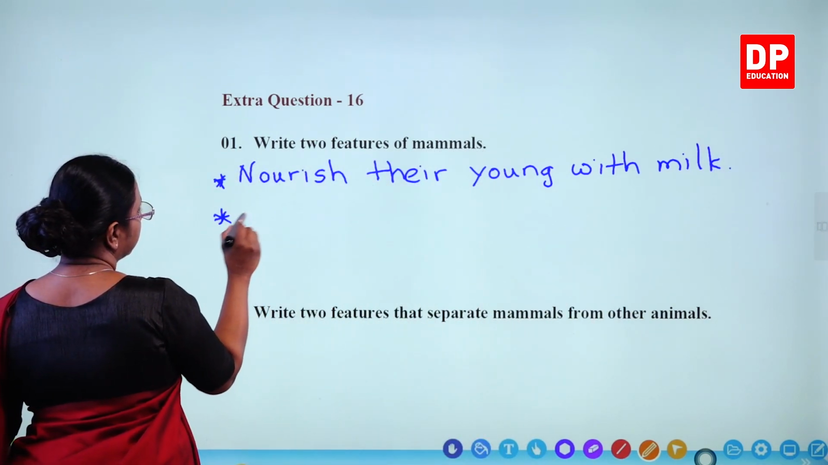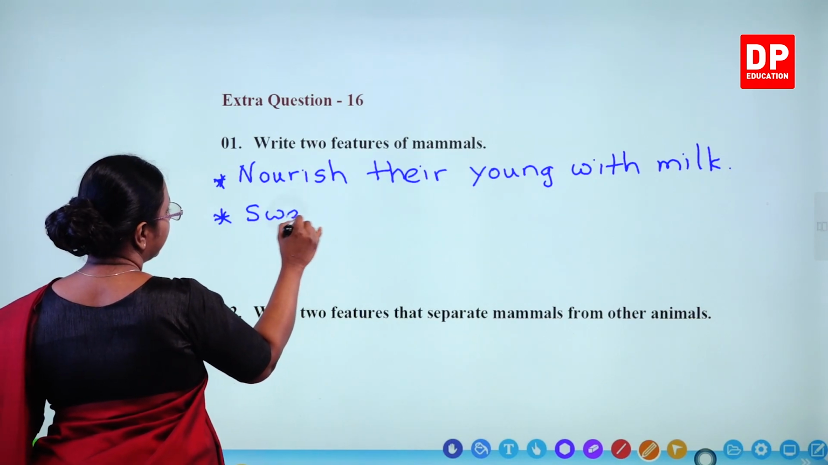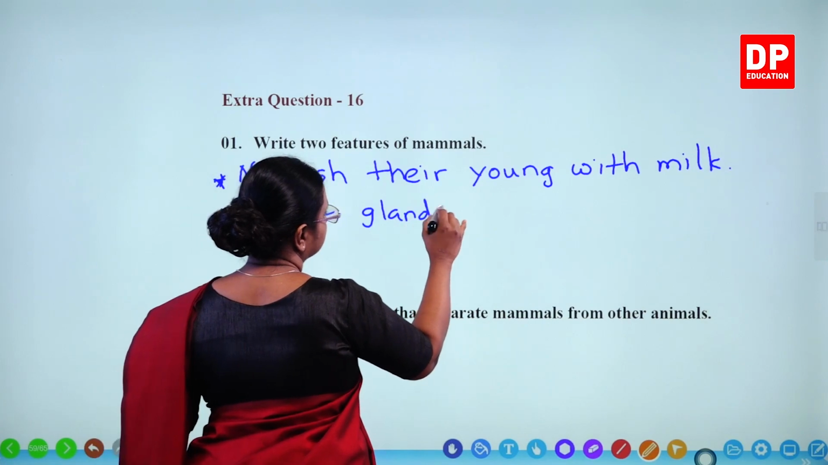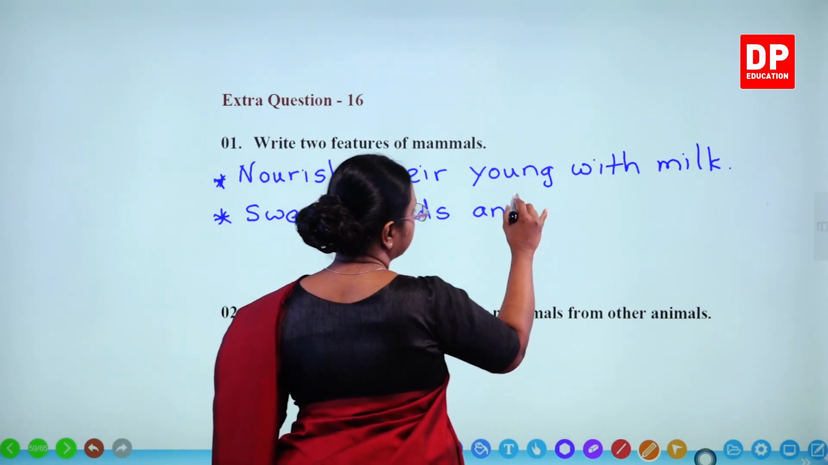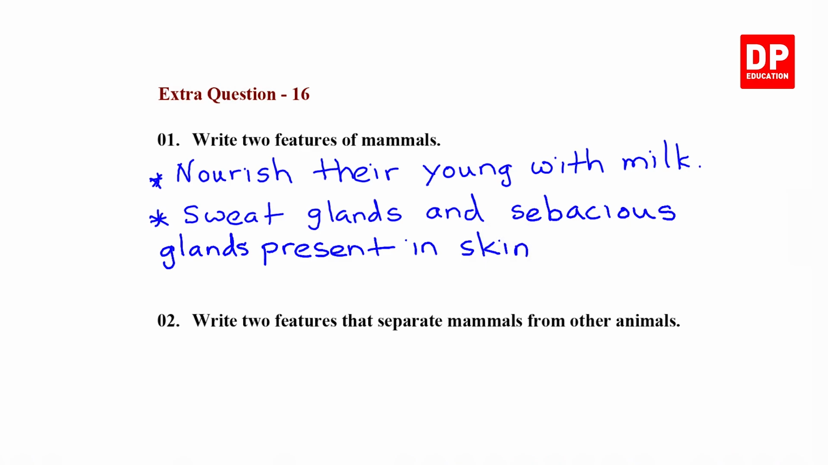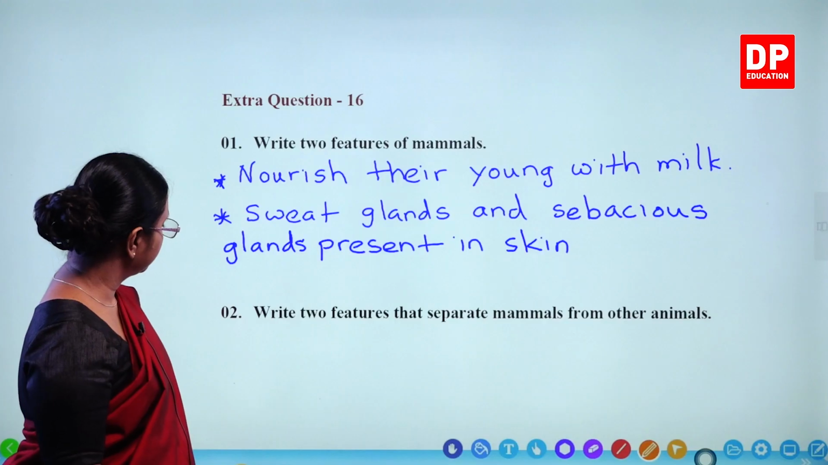We can say sweat glands and sebaceous glands present in skin. What else do we have?